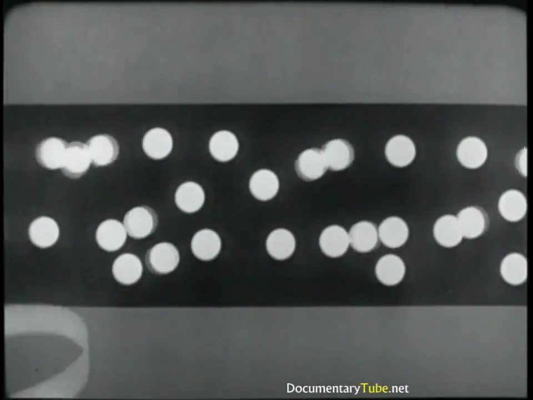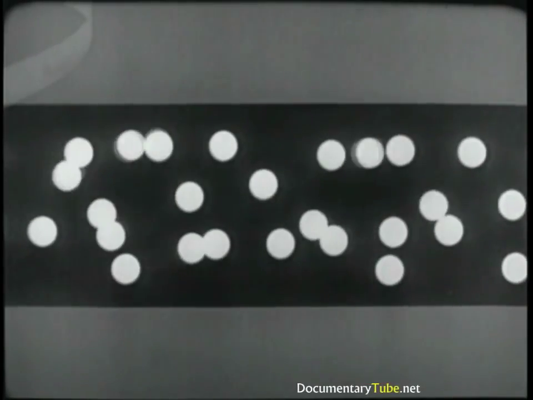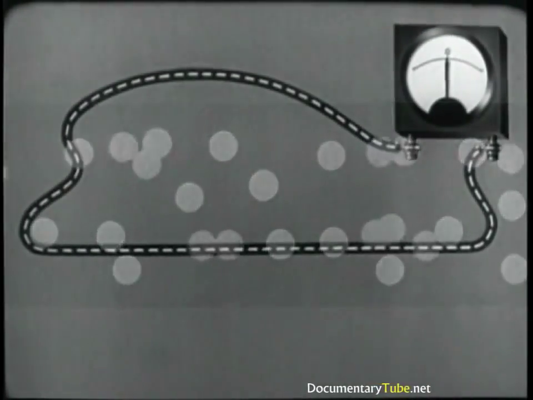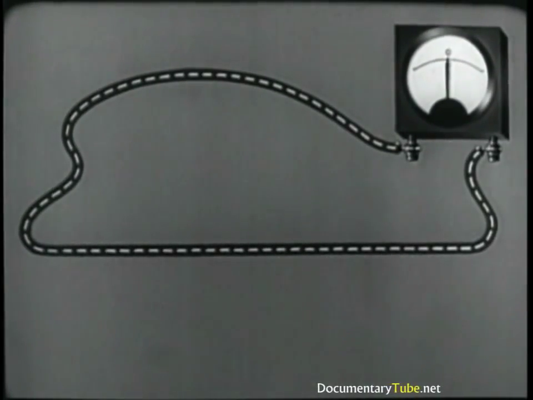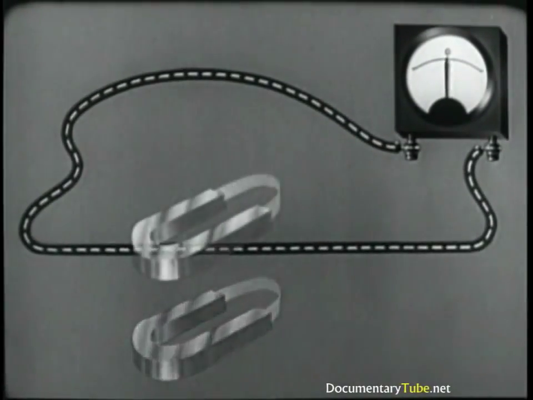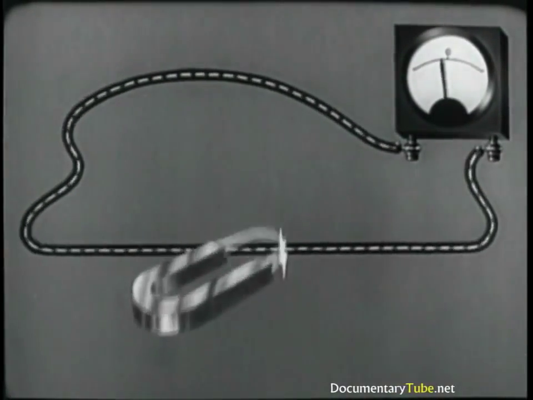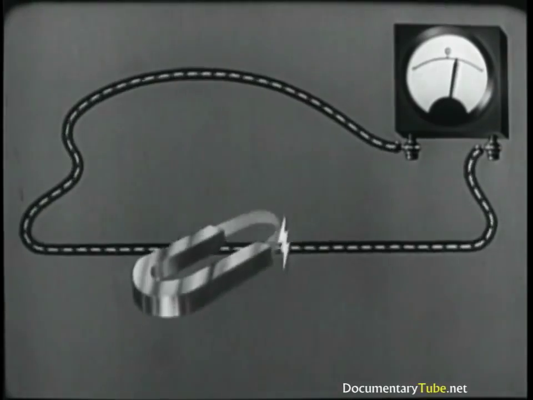And when we stop moving the magnetic field, the electric current flow stops, and the electrons again move in all directions. If this wire is connected to a meter, we find there is no electric current flow. When the magnetic field is moved down, this meter shows current flow in one direction. If the magnetic field is moved up, the meter shows current flow in the opposite direction.